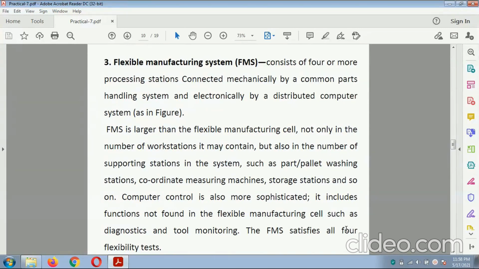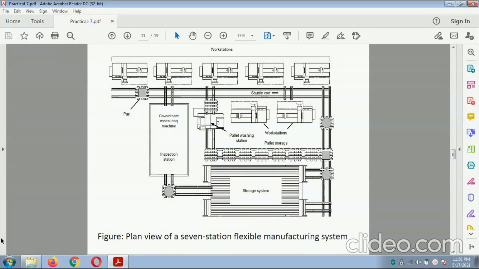It includes functions not found in a flexible manufacturing cell, such as diagnostics and tool monitoring. The FMS satisfies four flexibility tests. So this is a diagram which is related to the flexible manufacturing system.